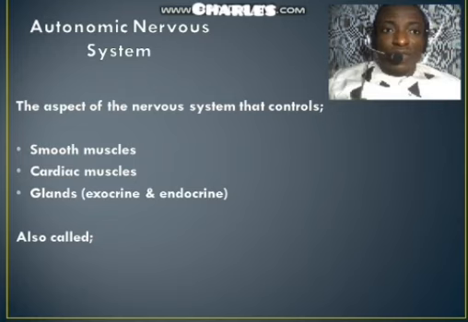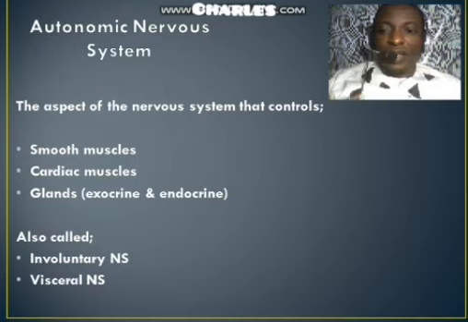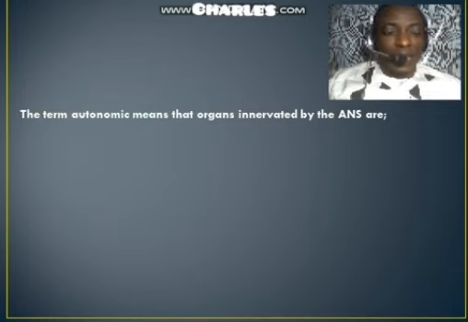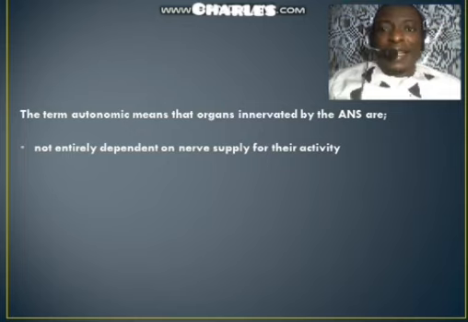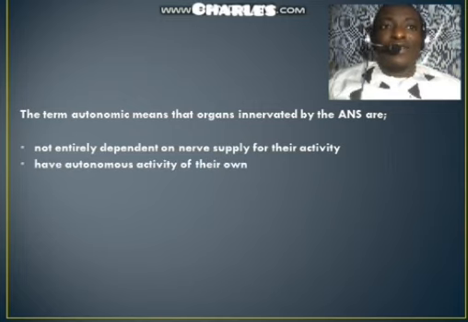The autonomic nervous system is also known as the involuntary nervous system or the visceral nervous system. So they are used interchangeably. You could either say involuntary nervous system or visceral nervous system. They are the same thing. The term autonomic means that organs which are innervated or supplied by the ANS are not entirely dependent on nerve supply for their actions. It means that they can function independently of nerve supply.